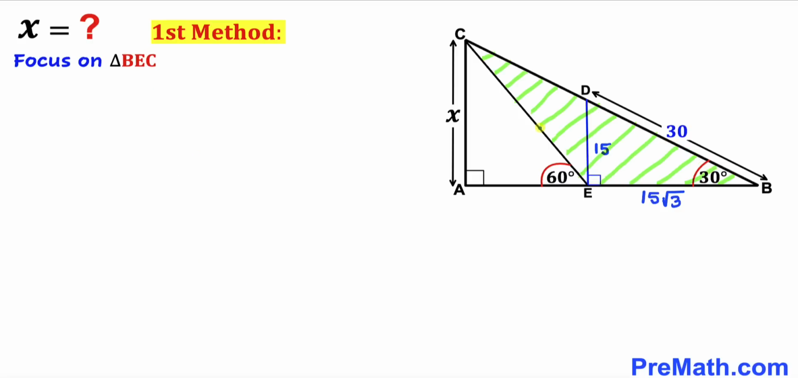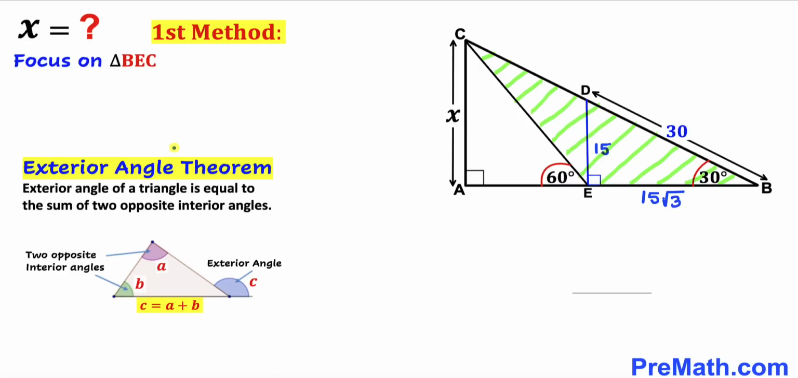And here's our next step. Let's focus on this other triangle BEC. Now let's recall the exterior angle theorem. According to this theorem, the exterior angle of a triangle is equal to the sum of the two opposite interior angles, as you can see in this diagram. Here, angle C is our exterior angle, and A and B are our opposite interior angles, such that angle C is equal to A plus B.